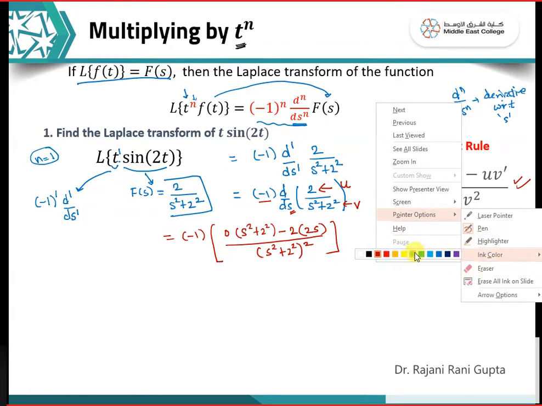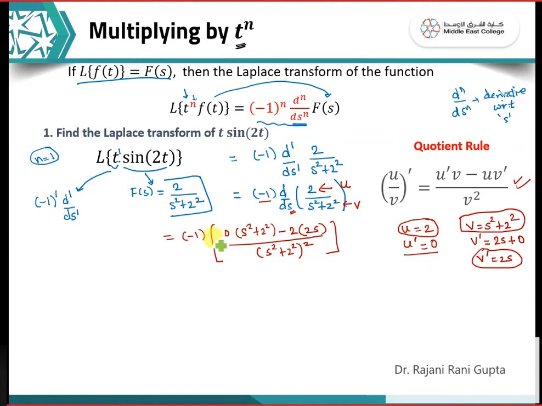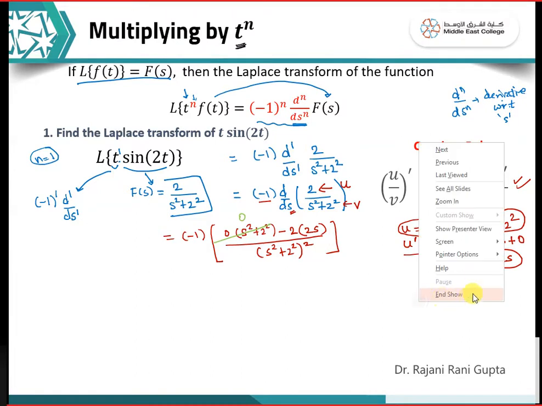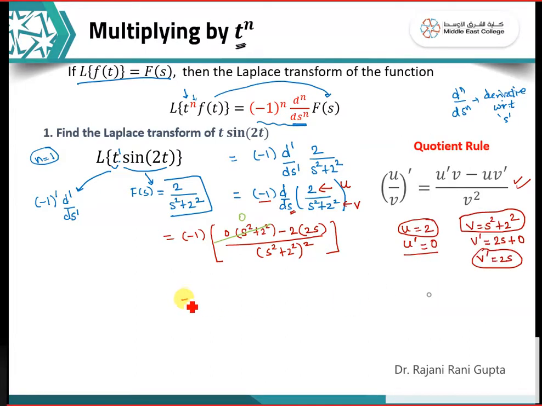Now 0 multiplied by anything means this whole term becomes 0. We multiply 2 with 2, and this is minus, and the outside is also minus. So when we simplify it, we get the answer: minus minus becomes plus, 2 times 2 becomes 4, 4s over s square plus 2 square, whole power 2. So this becomes the final answer.